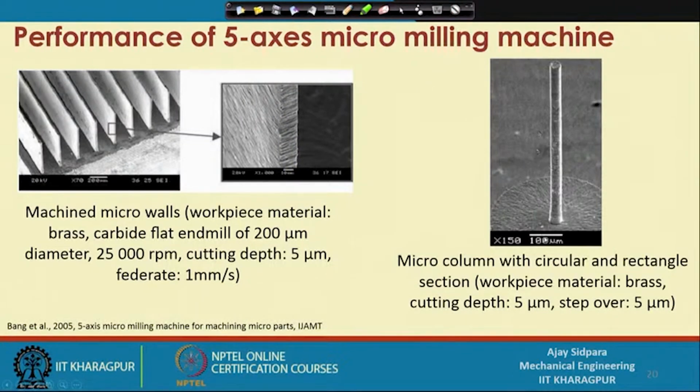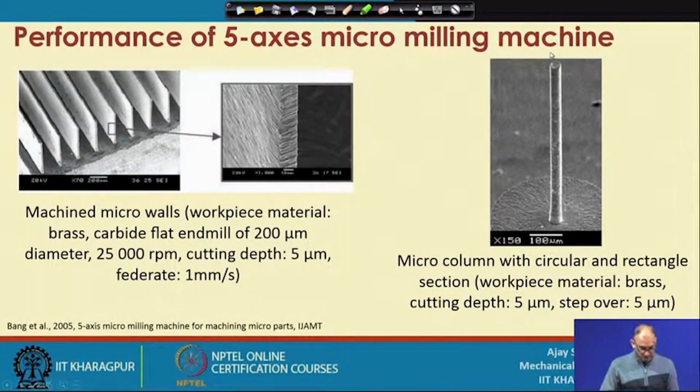Another example you can see is this long circular micro column. It is in a square section, and there was another one fabricated with a rectangular section also, but not shown here. Again the material is brass, and cutting depth is 5 micron here. So, every time you go 5 micron with a step over of 5 micron, then again go 5 micron down, and that way you can fabricate the big component.